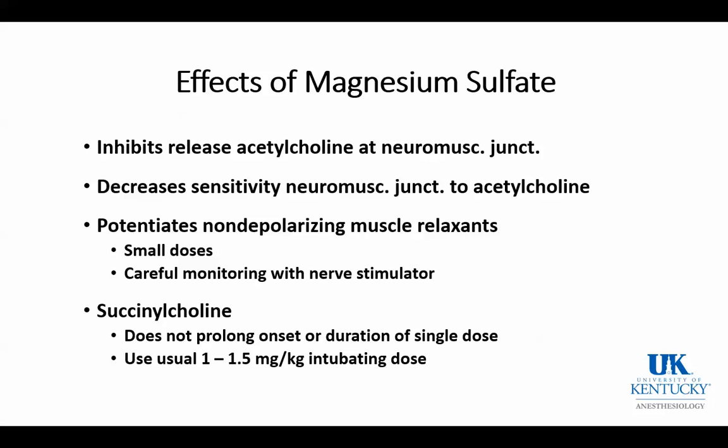Now, what about effects on your succinylcholine? Well, we know that with a usual single dose, it does not prolong the onset or the duration of succinylcholine. And so you should use the usual intubating dose of 1 to 1.5 milligrams per kilo, because a single normal dose of succinylcholine is not going to be significantly affected by that magnesium sulfate.